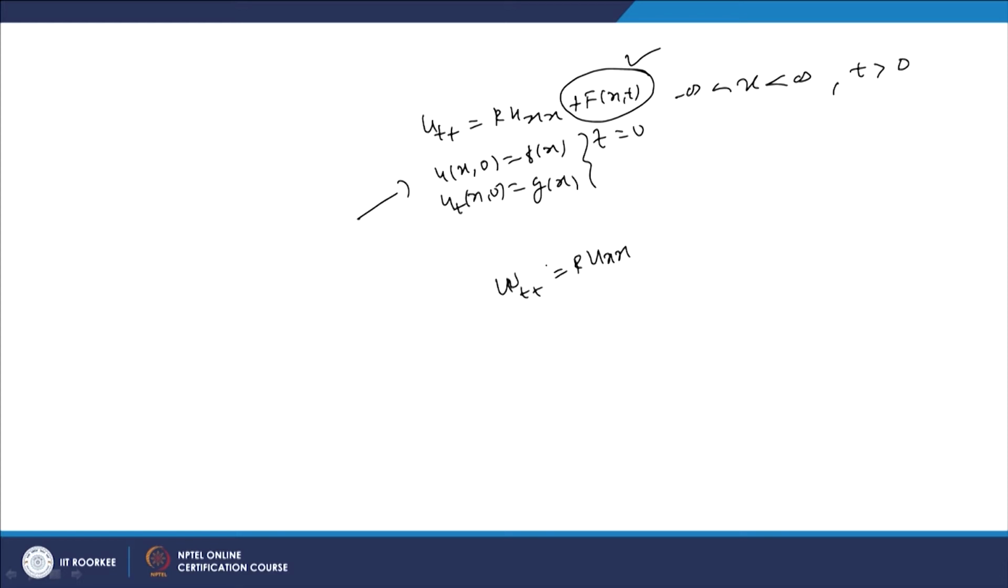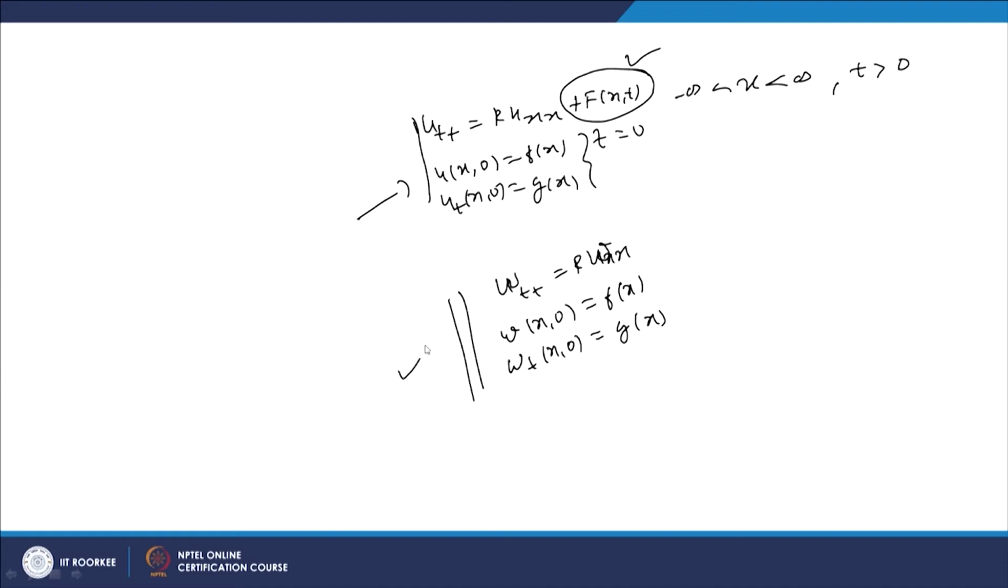So here let us say w, and here we have w(x, 0) equal to f of x, w_t(x, 0) equal to g of x, and how we can relate the solution of this non-homogeneous problem to the solution of this homogeneous problem. That is the thing we wanted to discuss here.